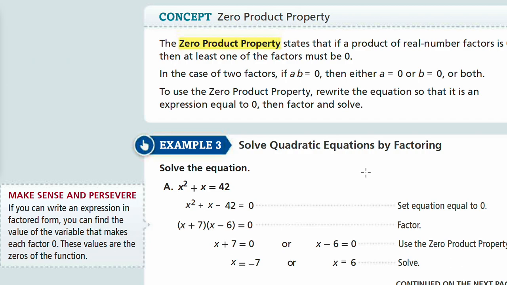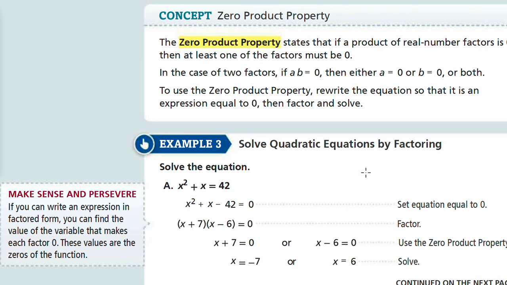So in the last example, we looked at how zeros of the function and factors are related, and so we came up with this zero product property. We know that when you factor the quadratics out, you can set each factor equal to 0 to find the zeros of the function, right? So we're going to use this property to solve quadratic equations by factoring.